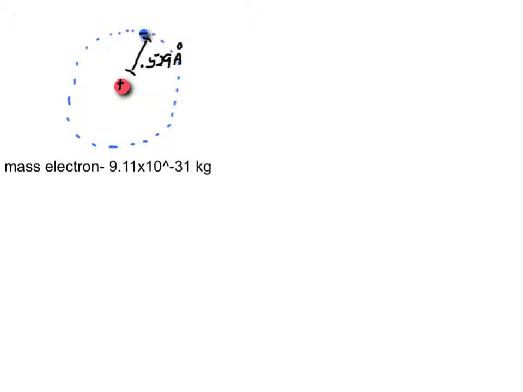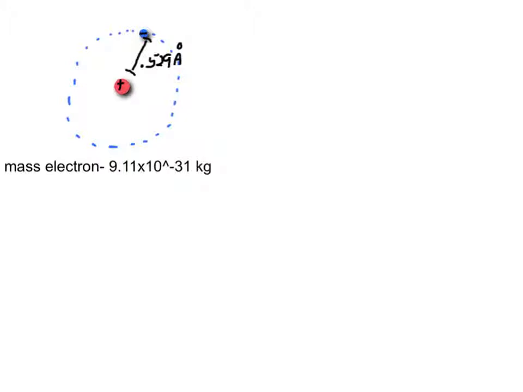Now, I have here a Bohr model of a hydrogen atom, 1 proton, 1 electron, and the average radius that an electron probability-wise will be from the proton, so this distance right here is somewhere around 0.529 angstroms.